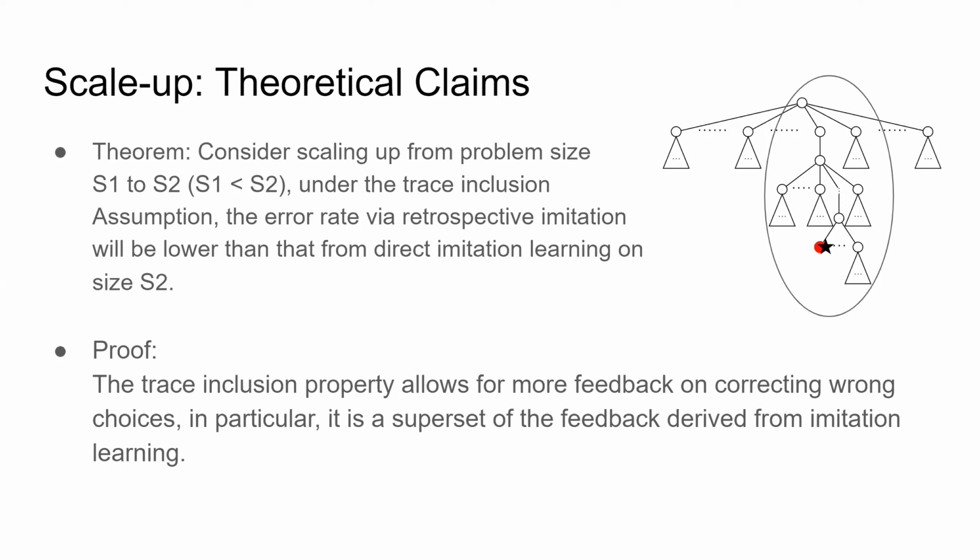And under this claim, we can really guarantee that when scaling up, we can maintain this low error rate property as an algorithm. And what this low error rate implies, from the previous result, is that we can expect, in expectation, the search time will be shorter for the retrospective imitation learning policy versus the imitation learning policy.